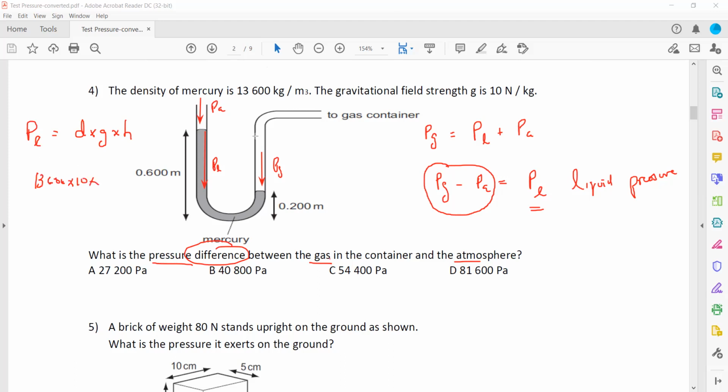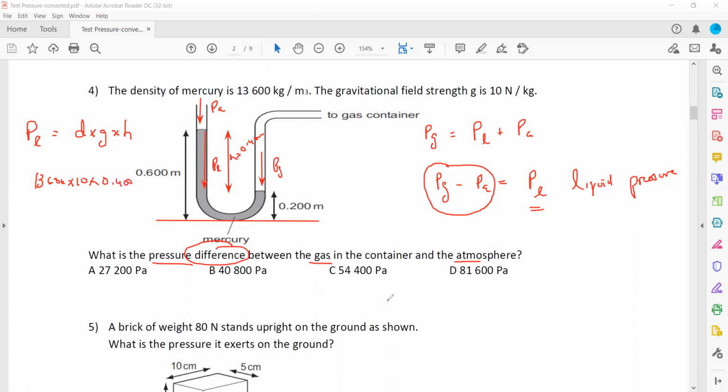Whenever you are taking a height, you always take the difference in the level. So what is the difference in the level? From the bottom, this height is 0.2 on the right hand side, and the full height is 0.6 on the left hand side. So what is the difference in the level? That's 0.4. So the height here is 0.4.